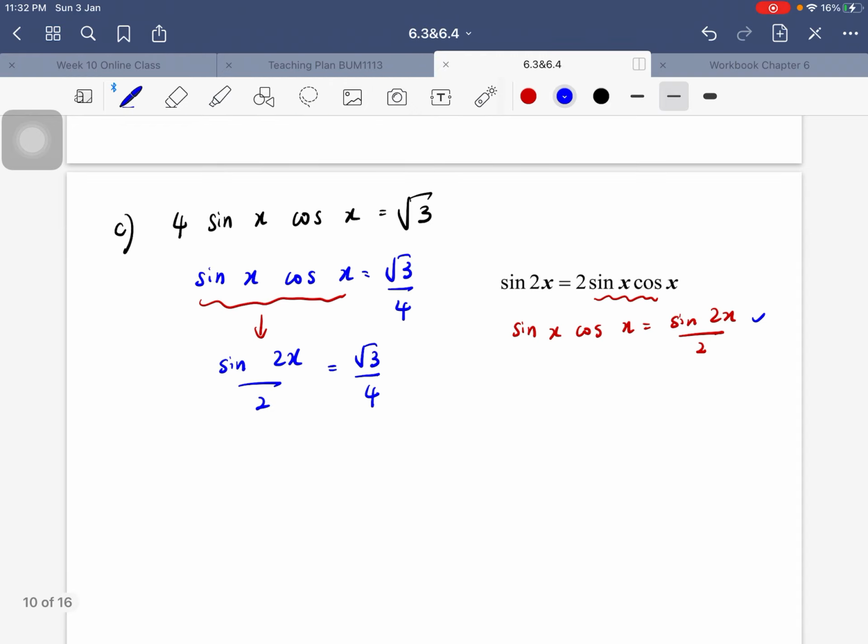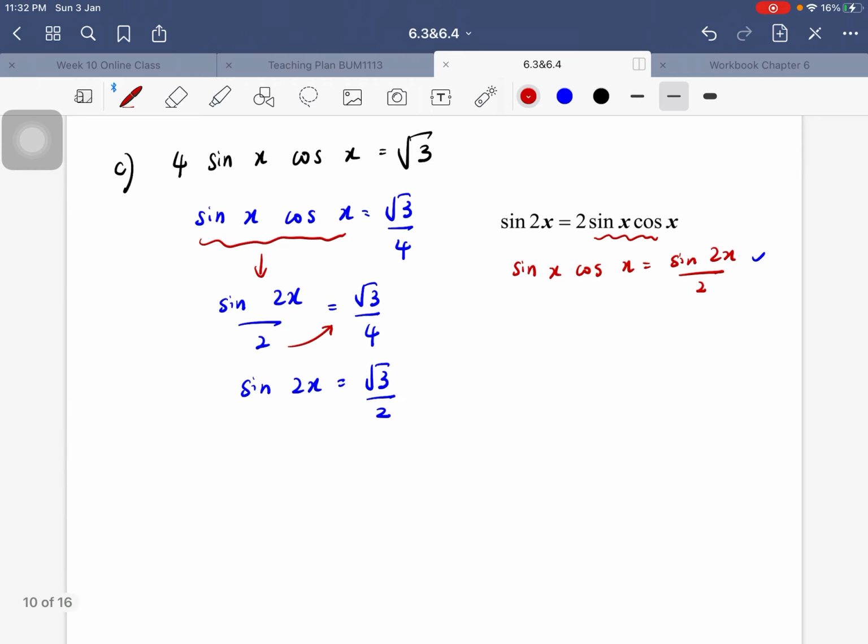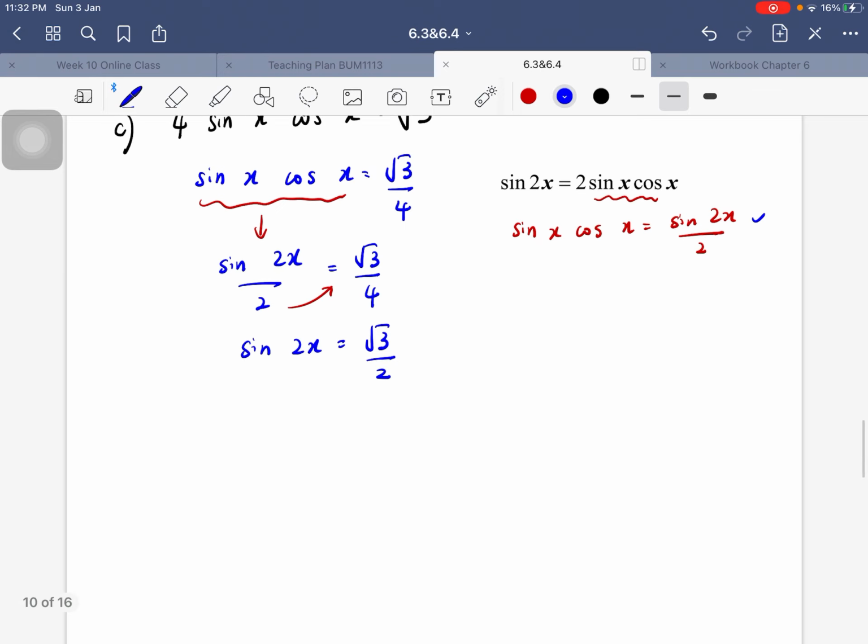But now I'm going to get rid of the constant over 2 at the bottom. So sine 2x is actually going to equal square root 3 over 2. How do I get square root 3 over 2? Because I bring this to the other side, I'm going to have square root 3 over 4 multiplied by 2, which is going to equal square root 3 over 2. Now that I have it in this form, I'm going to solve it the same way as in the previous example. So 2x is going to equal sine inverse of square root 3 over 2.